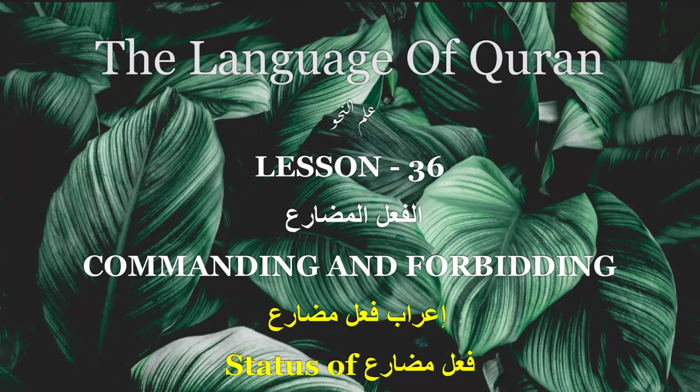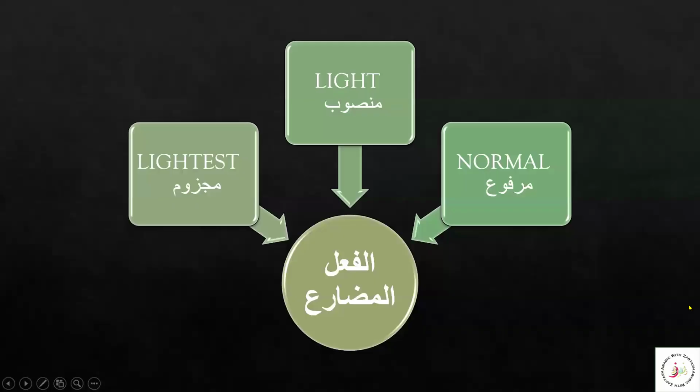Let's continue with our lesson, i'rab for fi'l mudari. Last time we learned about the i'rab for fi'l mudari. We learned that there are three types of fi'l mudari when we are doing the i'rab: it can be in the state of marfu, it can be mansoob, it can be majzoom.